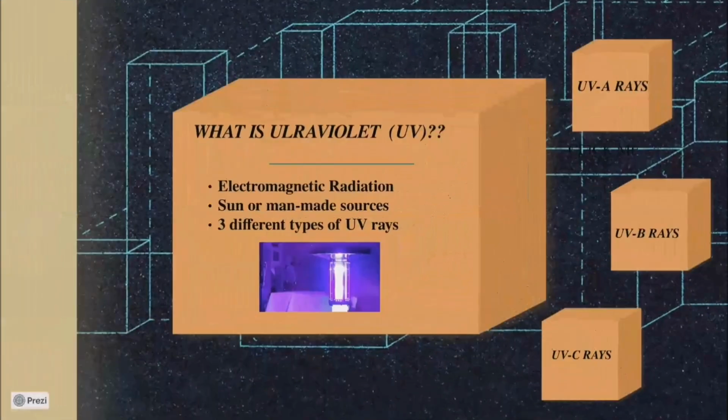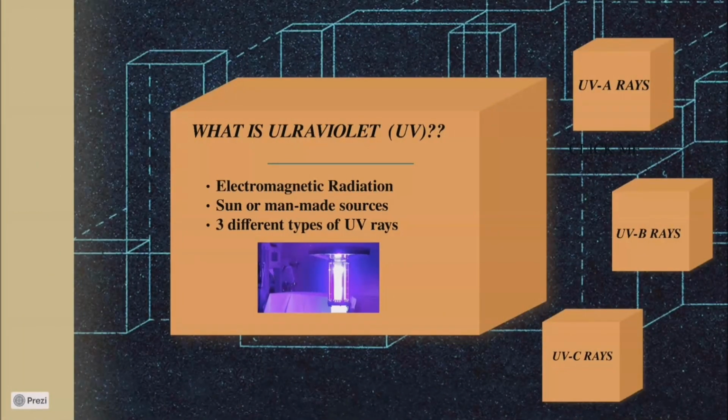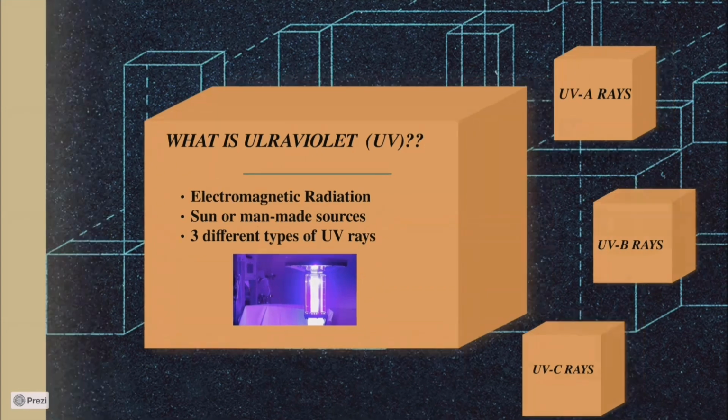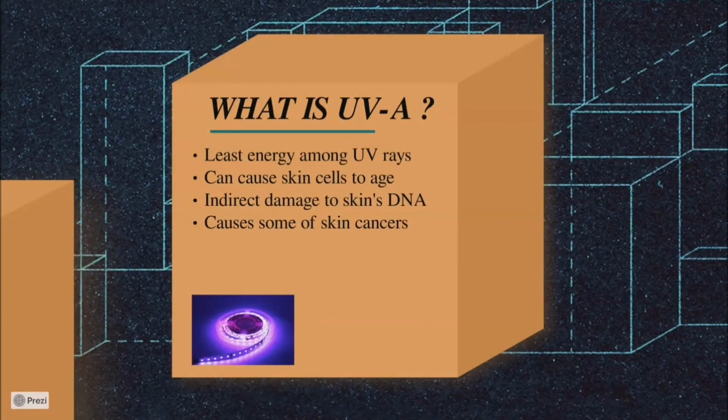So for introduction, let's get to know what ultraviolet is. Ultraviolet radiation is a form of electromagnetic radiation that comes from the sun and man-made sources like tanning beds and welding torches. Radiation is the emission of energy from any source. There are three different types of UV rays based on how much energy they have. The first one is UVA rays, which have the least energy among UV rays. These rays can cause skin cells to age and can cause some indirect damage to cells' DNA.